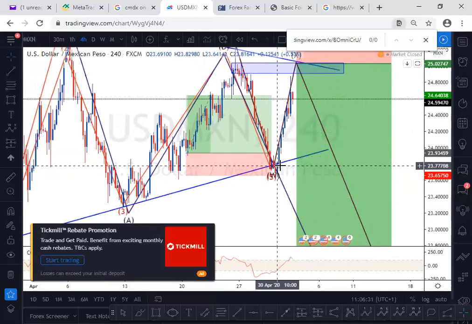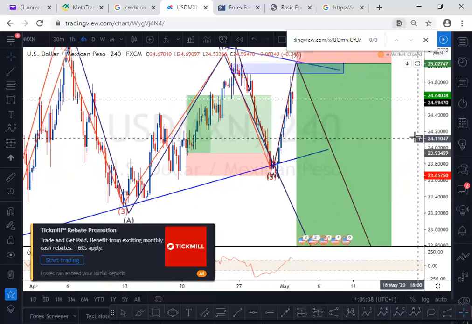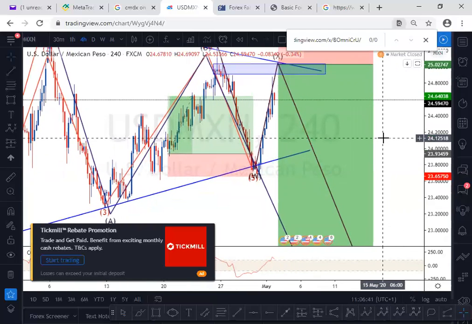So we're going to still keep holding on our buy position to take this profit which we had initially inside of this area before we now look to sell to the downside. So that's what we have with the USD Mexican peso.